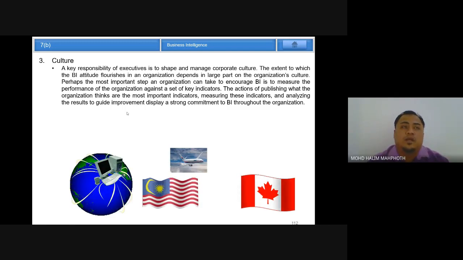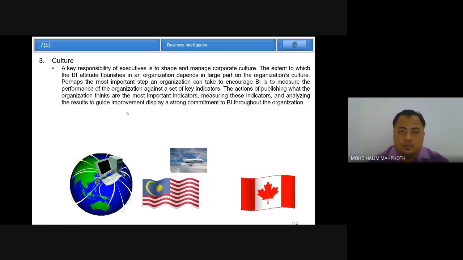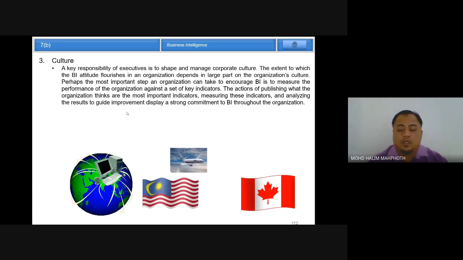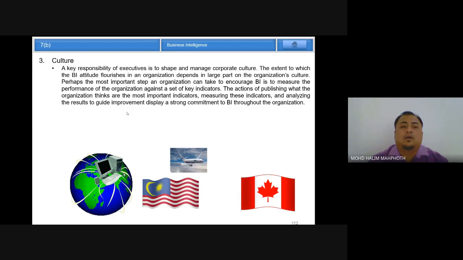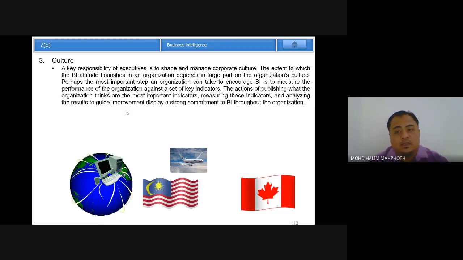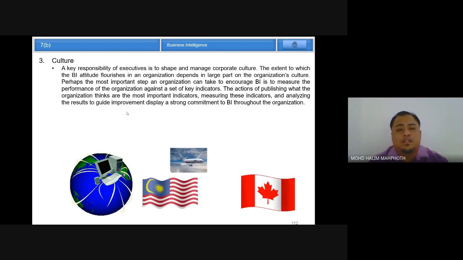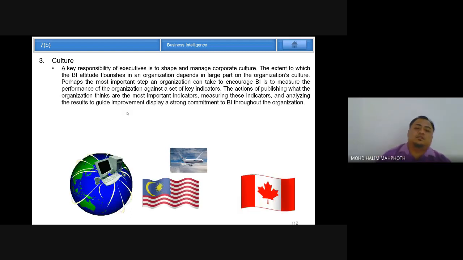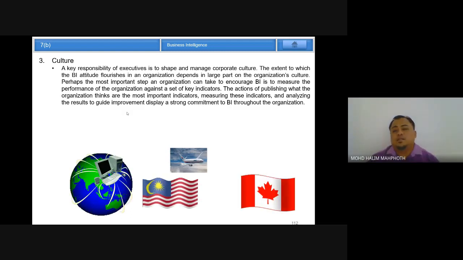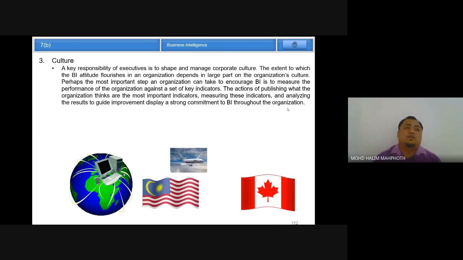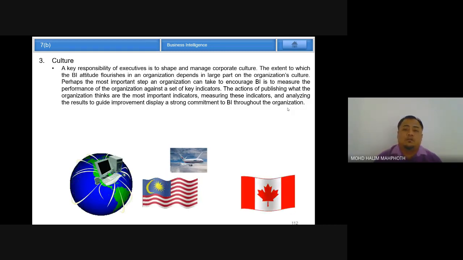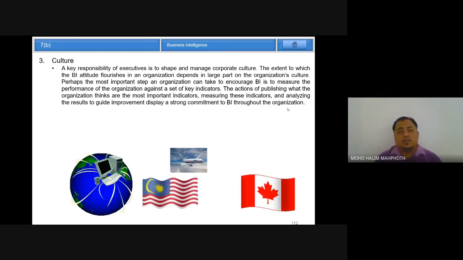So you try to make sure this business intelligence is part of the corporate culture of your company or organization. The extent to which the business intelligence attitude flourishes in an organization depends in large part on the organization's culture. It means everybody knows what the purpose of this data warehouse database is.